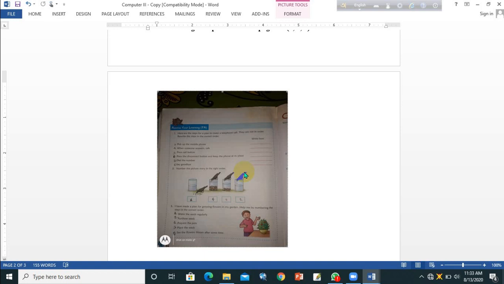From the right side, the first one is two number. Then three number is the right side second one. There is some stone, and the highest number of stones is in the jar, that is the four number. That means this is one number, I am showing you with the cursor, this is one number, this is two number, this is three number, and this is four number. That is the matching.